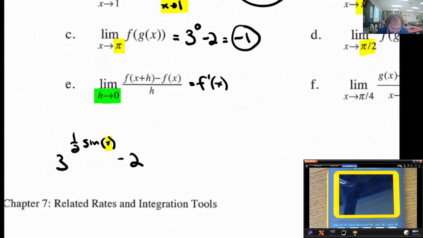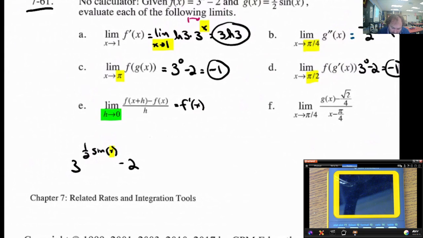And the derivative of f prime of x, we kind of found it up in the previous problem A. The derivative of f prime of x is the natural log of 3 times 3 to the x power. Because for the derivative of 3 to the x, you have the natural log of your base times your base to the x power. That's the derivative of a base to the x power.